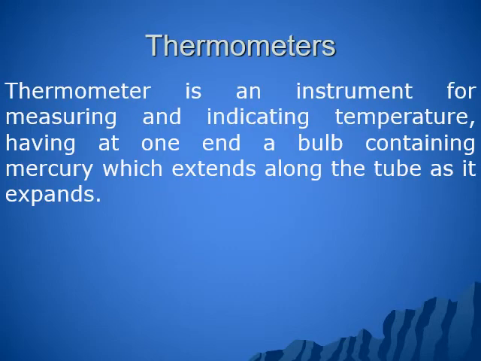So let's quickly recap what is a thermometer. A thermometer is an instrument which measures and indicates temperature, which has a bulb containing mercury which extends along the tube as it expands. But in a digital thermometer it is not the same. In a digital thermometer it has a bulb but it does not contain mercury and it does not extend along the tube.